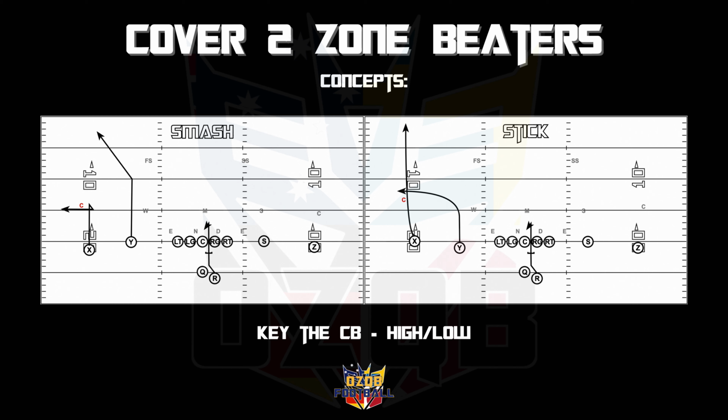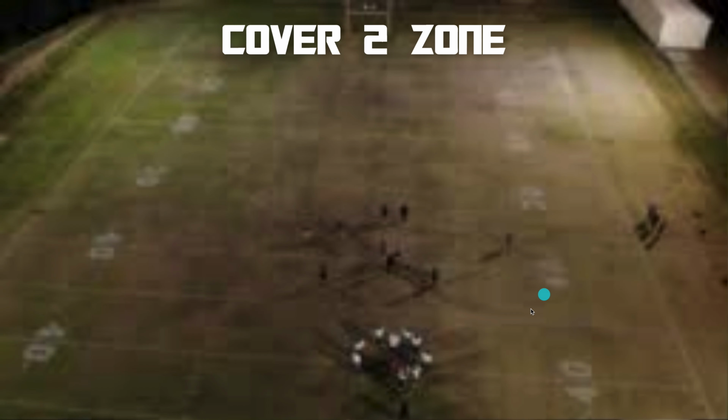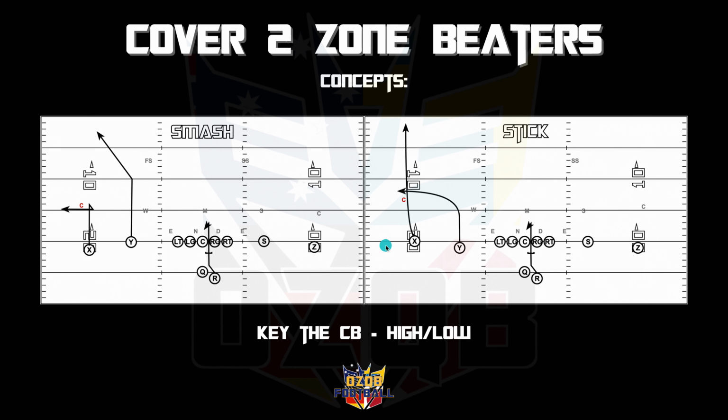If the corner's high, we throw low. If the corner's low, we throw high. With the stick, sorry. This stick, seam or guard, whatever you want to call it, there's a specific position that you need to throw the ball in. You don't just throw it over the top. So that's going to be a little window.